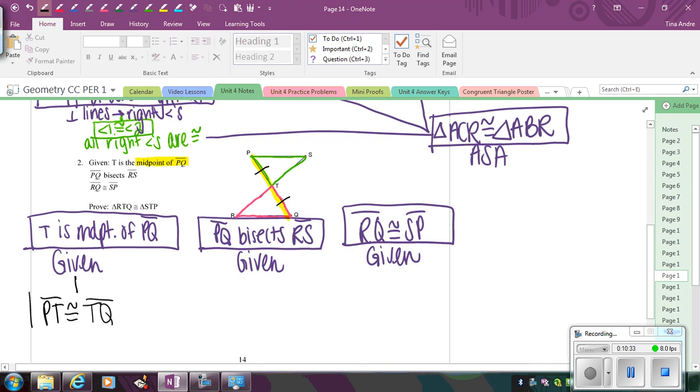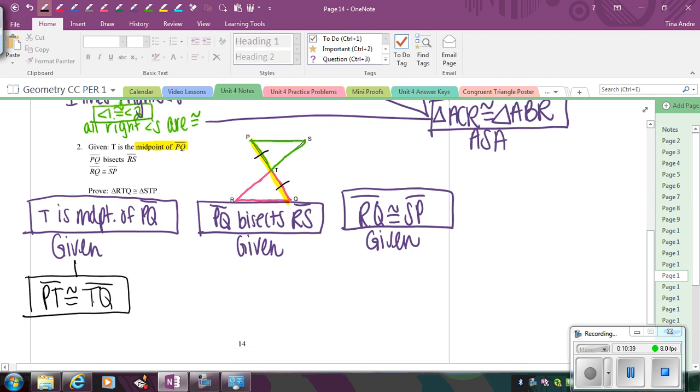So your statement goes in the box. That's specific to what you just marked. And then your reason is right from your bag. So from your bag of reasons, you have a midpoint implies two congruent segments. So then I'm just going to leave that for now.